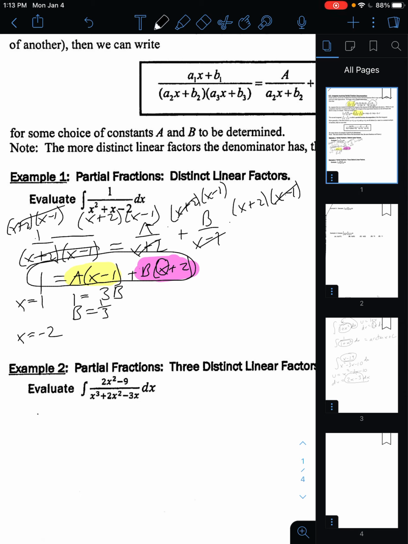What happens if x is -2? Well, I'm still going to have a 1 on the left side. And then I'm going to have -3 from the -2 minus 1, -3a. And the pink stuff's gone. So a is negative 1/3.